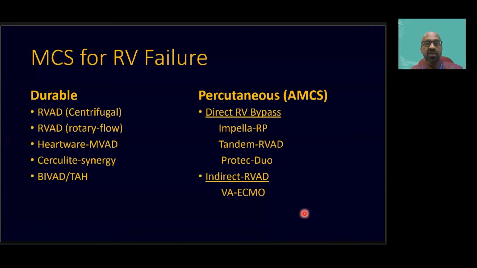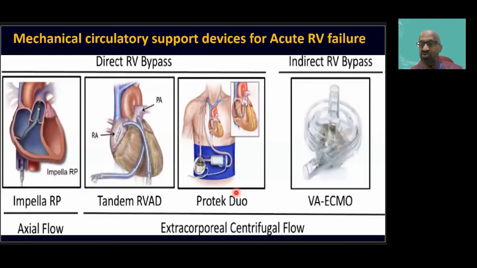Coming to the mechanical support, we have the durable devices and percutaneous acute mechanical circulatory assist devices. In the acute devices, we have the devices which directly bypass the right ventricle or indirectly bypass the right ventricle. And the pictorial depiction is shown here.